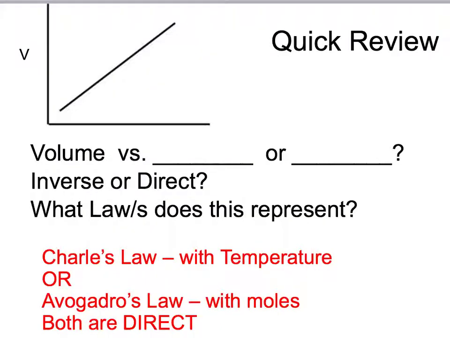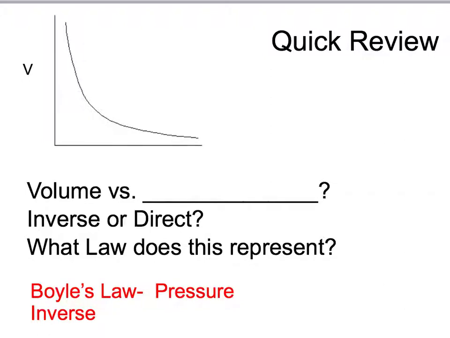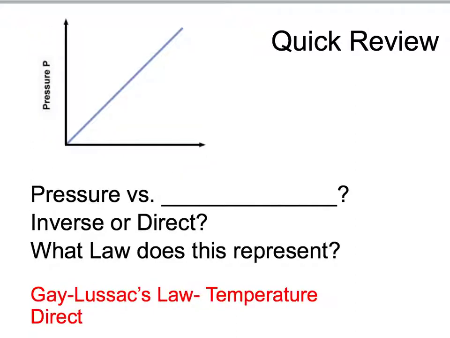All right, quick review. We've got a direct relationship, okay? So volume versus temperature or moles, those are both our direct relationship. Now this one has to be volume versus pressure, and that's our inverse relationship. So this one should be our inverse, and this would be pressure. All right, finally we have another one, and it's pressure versus temperature. And here's our direct relationship, and it's Gay-Lussac's law.